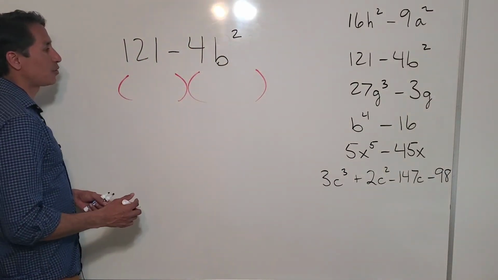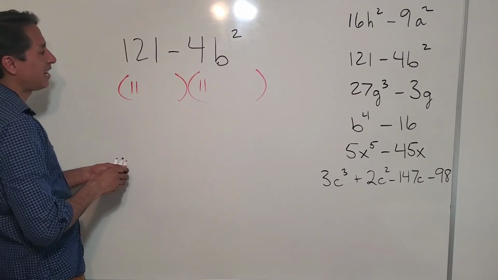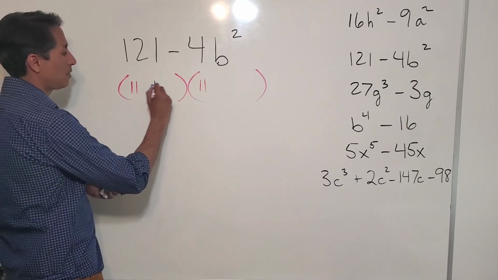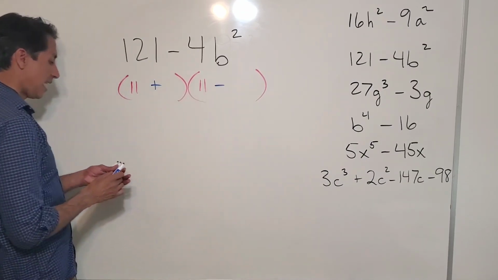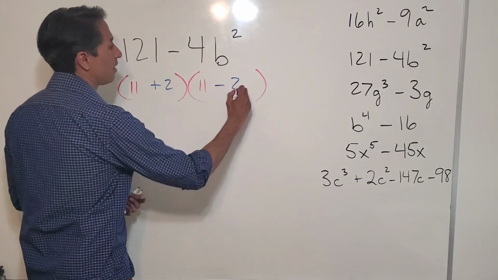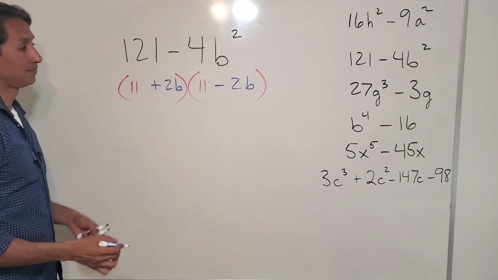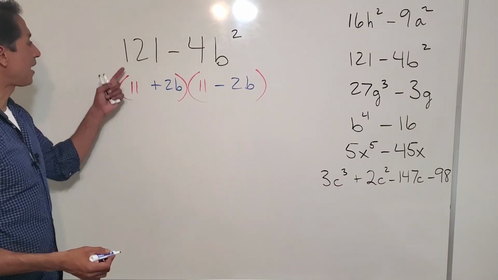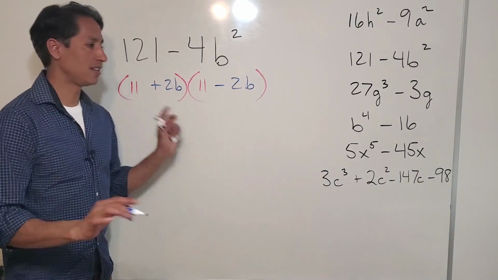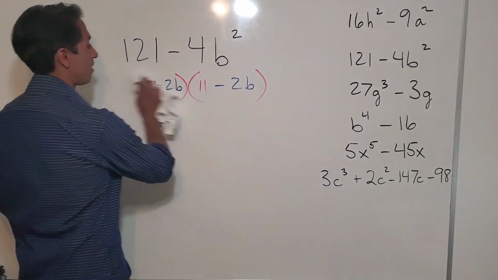What number makes a 121? 11. And do I need an X or Y or anything? No, I don't. And I know one of them is going to be plus and one's going to be minus. And then I need, what number makes a 4? 2. And I need some B's. That's it. Okay. I factored the front, factored the back. The middles are going to disappear. Done. Okay. So let's just keep on going.